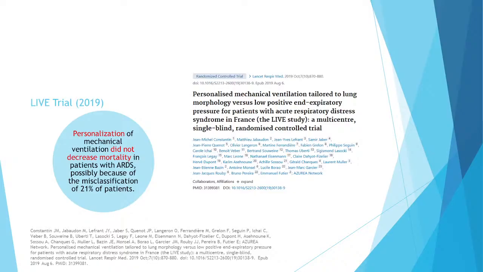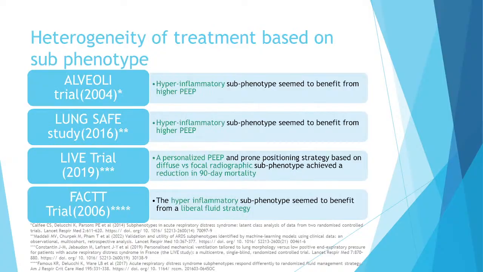So, personalization of mechanical ventilation did not decrease mortality in patients with ARDS. But one thing which they realized in their later analysis was that 21% of their patients were misclassified in the radiologic patterns. When they removed that bias in the LIVE trial, they said that a personalized PEEP and prone positioning strategy based on diffuse versus focal radiologic subphenotype achieved a reduction in 90-day mortality. And these other trials which I mentioned here, the ALVEOLI trial and LUNG SAFE trial, had shown that the hyperinflammatory subphenotype seemed to benefit from higher PEEP.